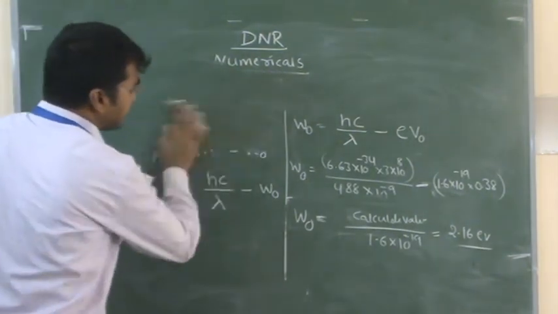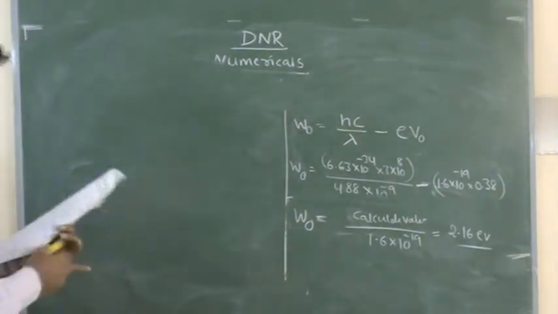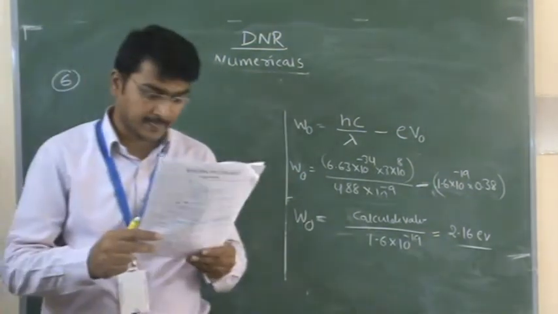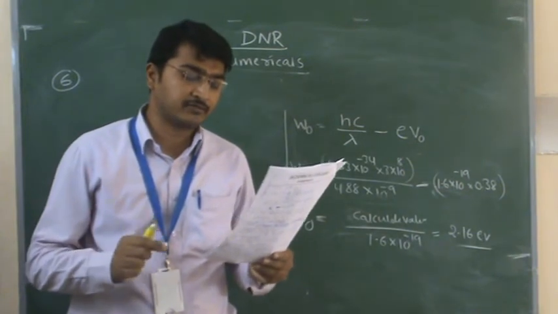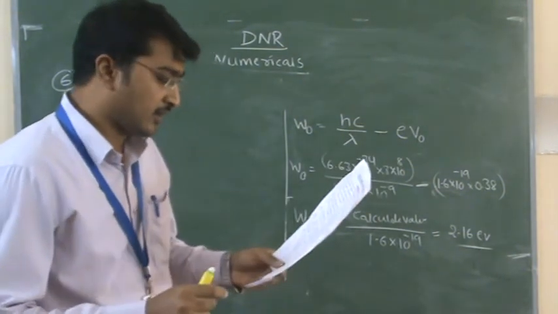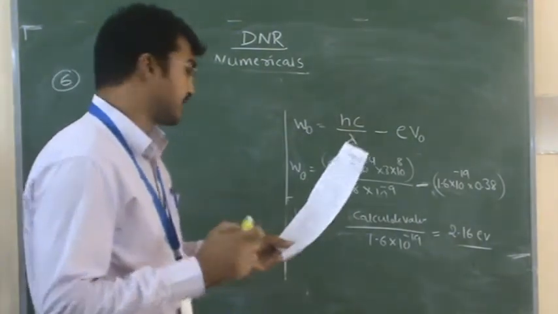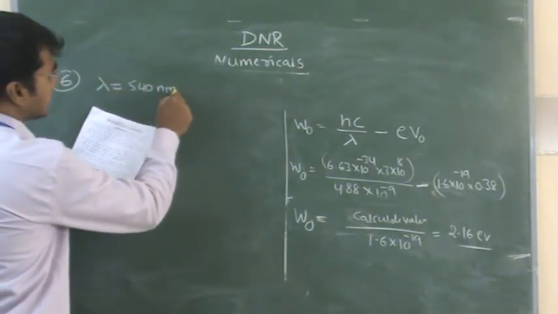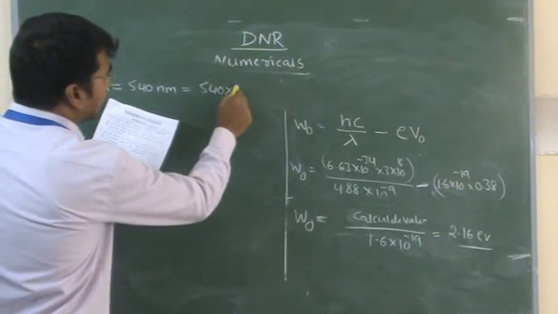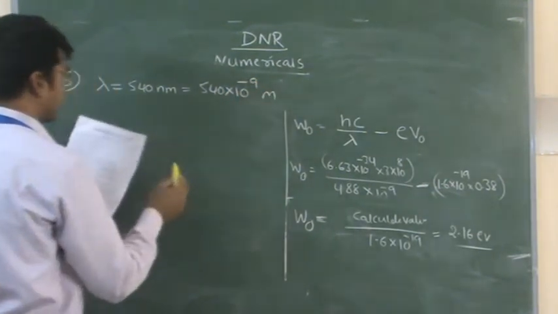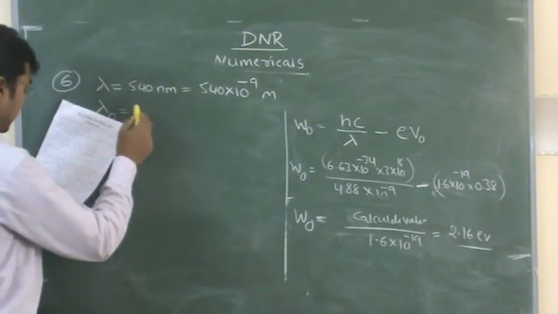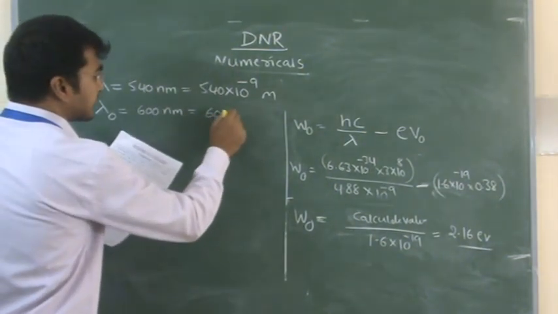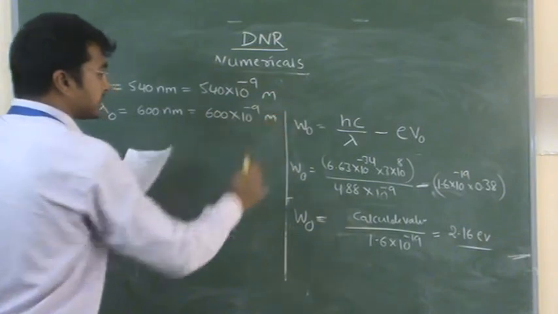The last question of the first assignment. Meanwhile you can note it. Question number 6. A photon of wavelength 540 nanometer is incident on a metal of threshold wavelength 600 nanometers. Incident light wavelength is 540 nanometers, so I am converting it as 540 into 10 to the power of minus 9 meter. Threshold wavelength lambda naught is 600 nanometers, that is 600 into 10 to the power of minus 9 meters.